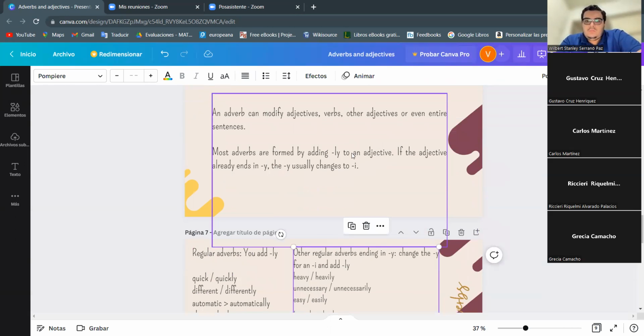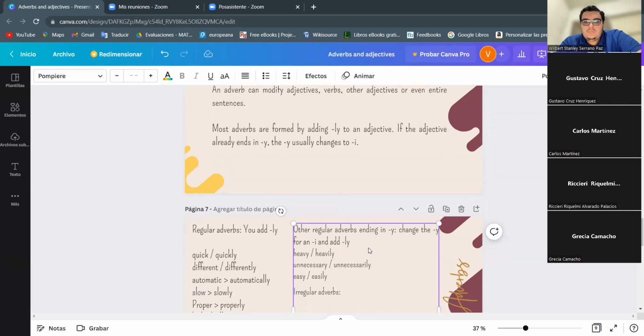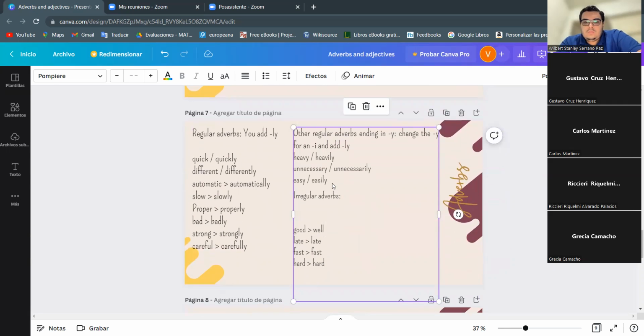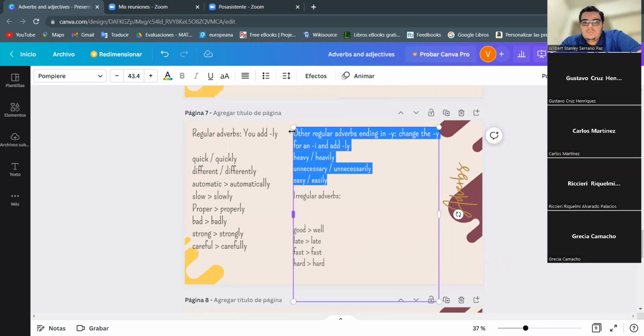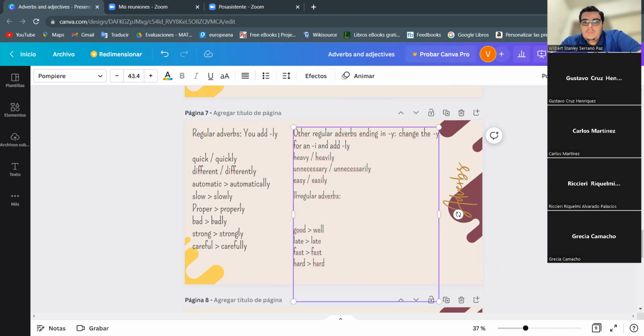And Wilbert, read this, I'm sorry. If the adjective ends in Y, it changes to an I. You can see this here. Riquelme, can you read this, please? All the regular adverbs ending in Y change the Y to I and add L-Y: heavy, ugly, unnecessary, easy, usually. Good. Thank you.